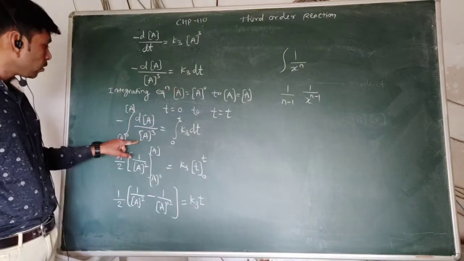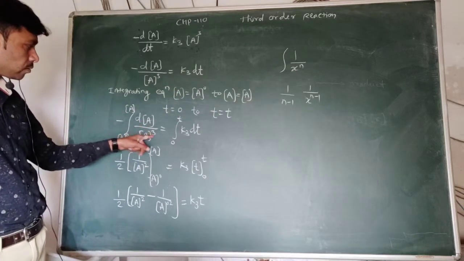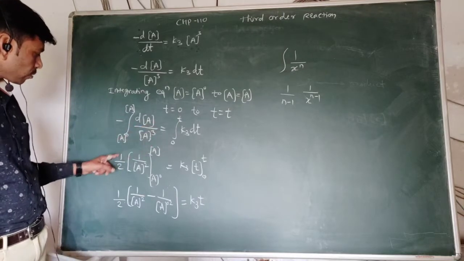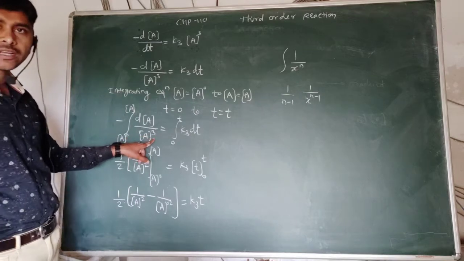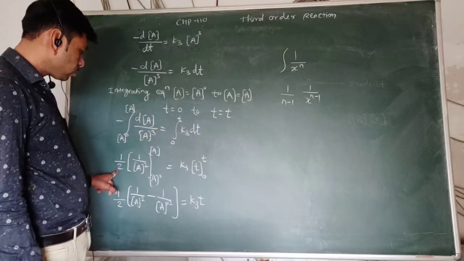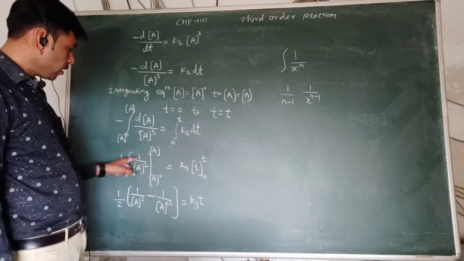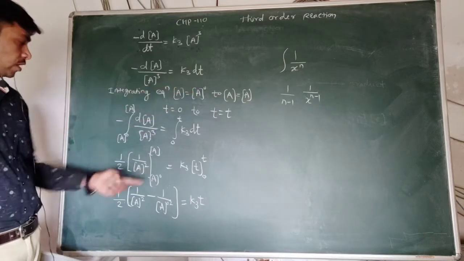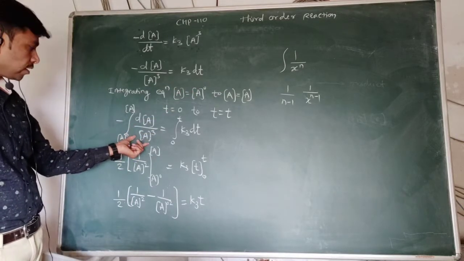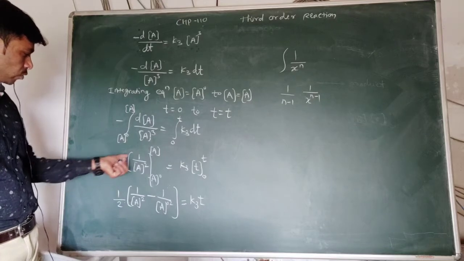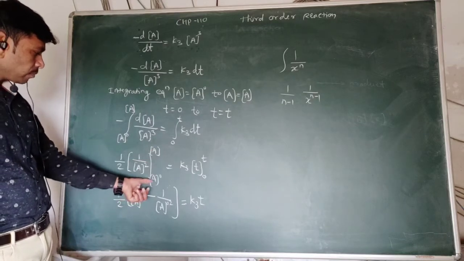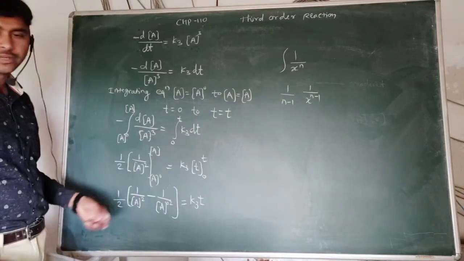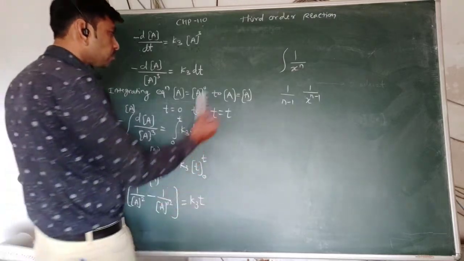We apply the same rule here: dA upon A cube. Here the value of n is equal to 3, so 3 minus 1 is 2, 1 upon 2, and here 3 minus 1 again 2. So by using that formula, we have solved this integral in this manner: 1 upon 2, 1 upon A square from limits A0 to A, 0 to t, and substituting these limits, we obtain this equation.